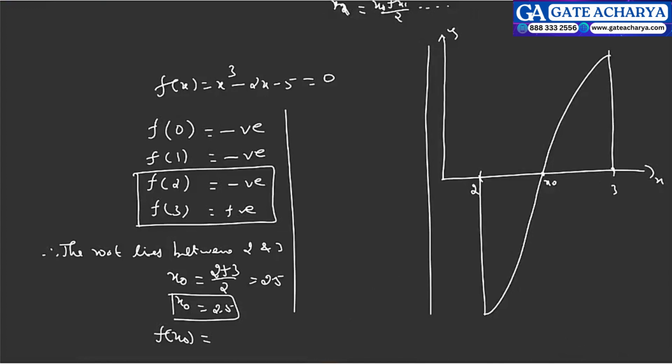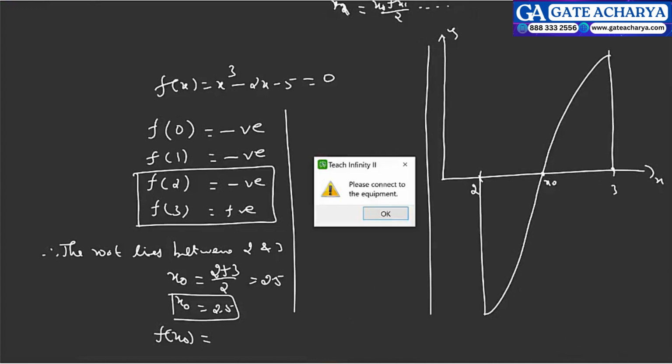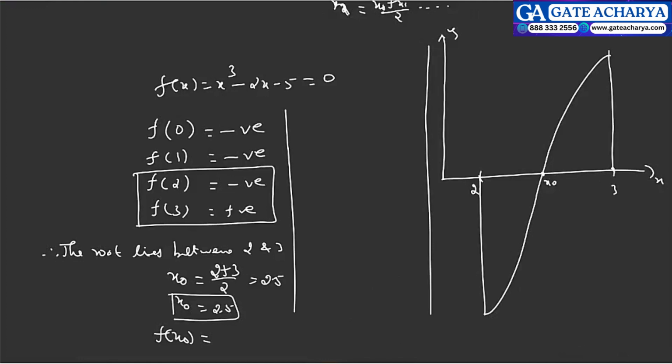2.5 the whole cube minus 2 into 2.5. 2 into 2.5 is 5. 2.5 into 2.5 into 2.5 is 15 point something, minus 5 minus 5. So it is positive. Definitely this value is positive, and that's enough. So f of x0, with x0 equal to 2.5, is positive. Positive means the function curve is in the upper direction. It is our f of x0.